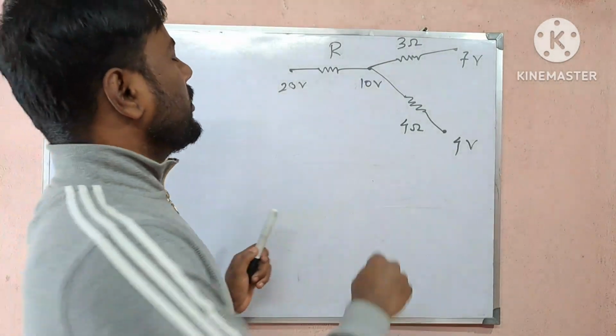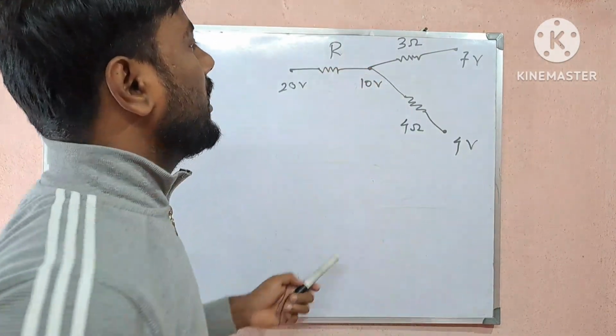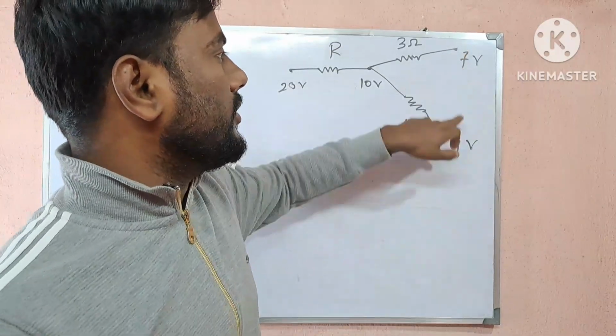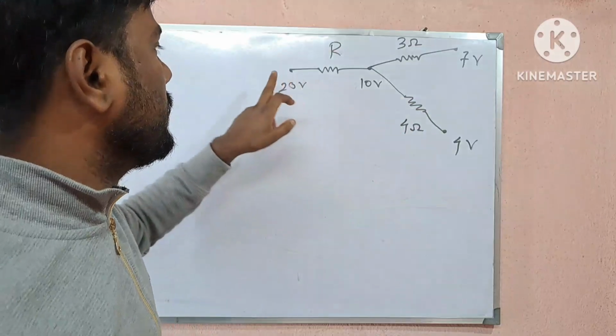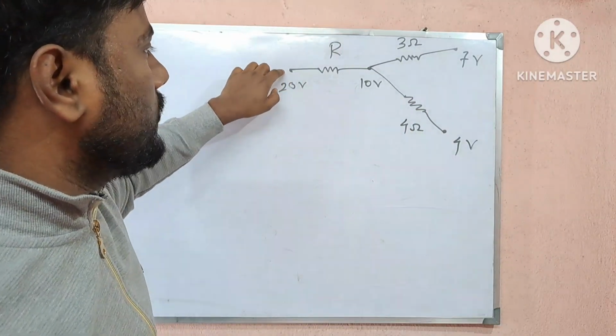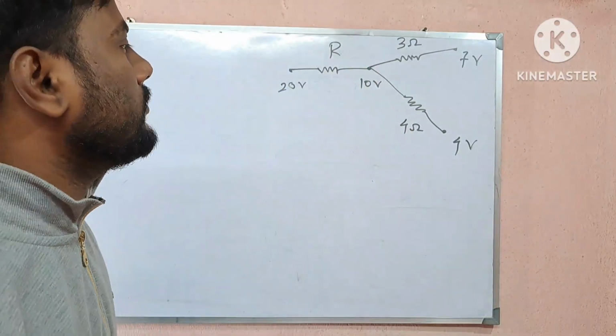For this problem, you have to find the value of resistance, and the potentials of these two points are given: 7 volt and 4 volt. This is a 3 ohm resistor, this is a 4 ohm resistor, and the potential of that point is 20 volt, and the potential of that junction point is 10 volt.